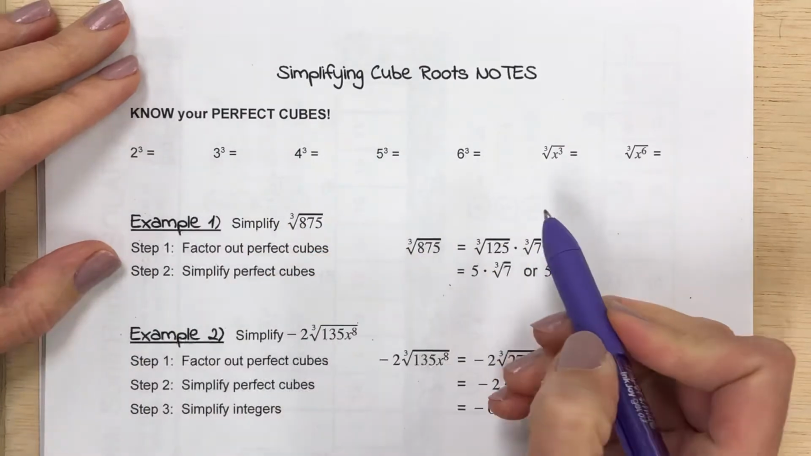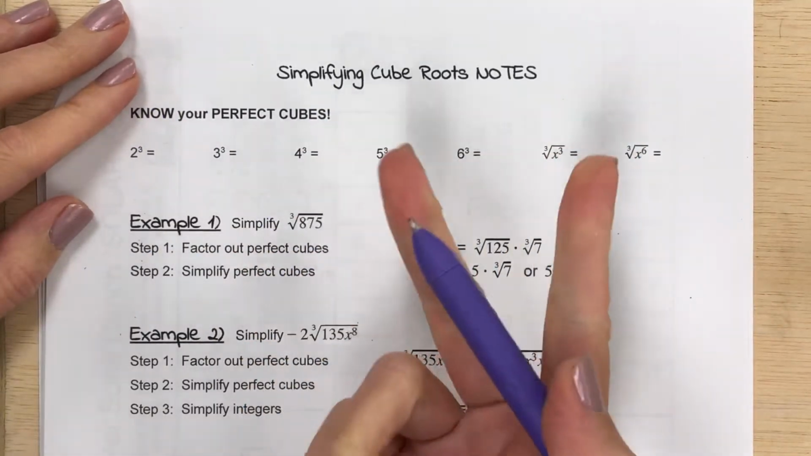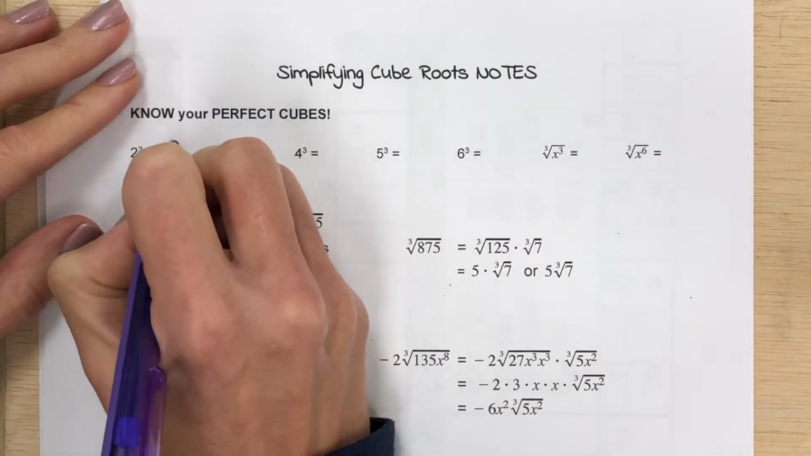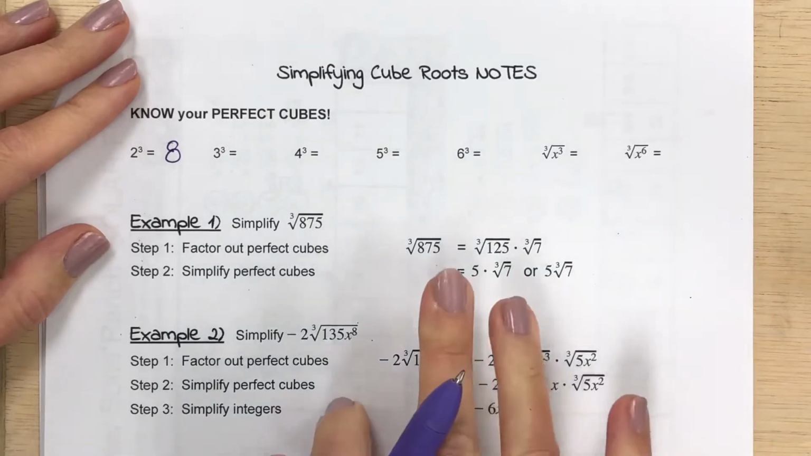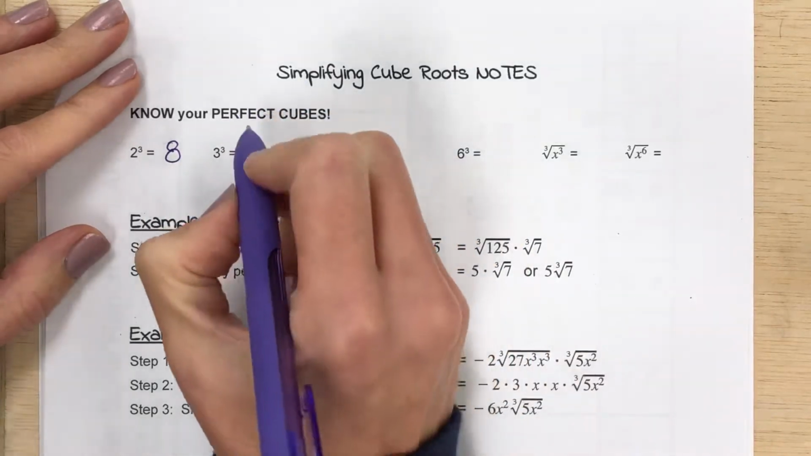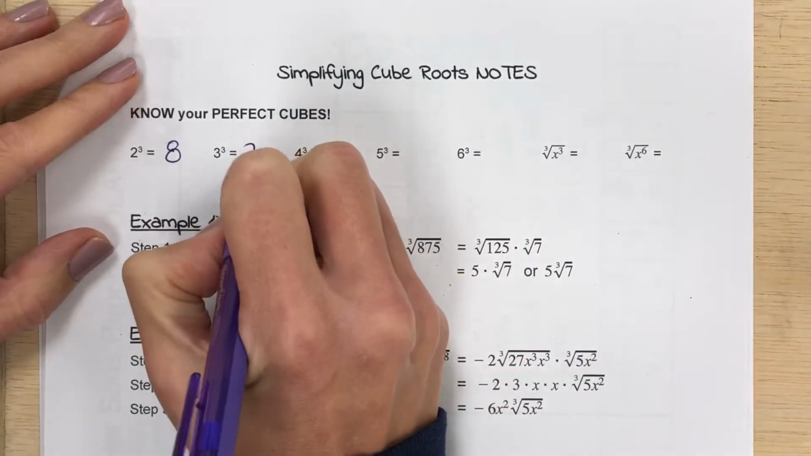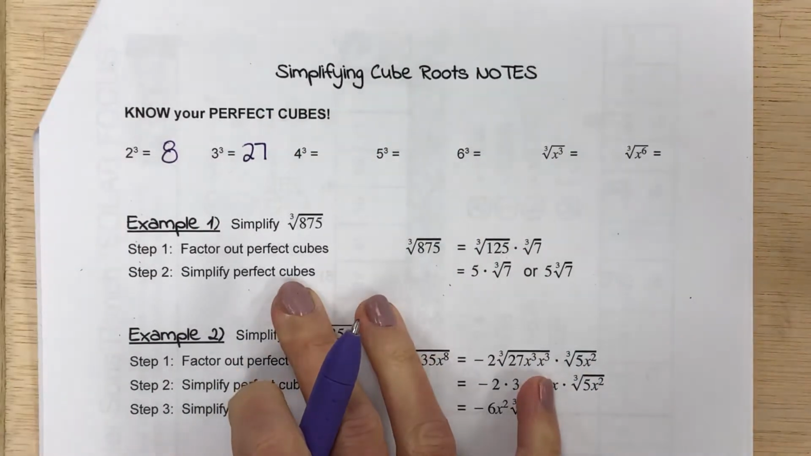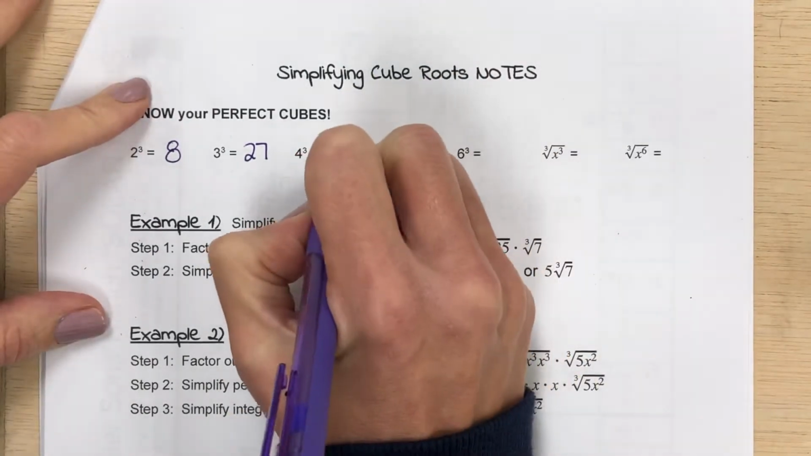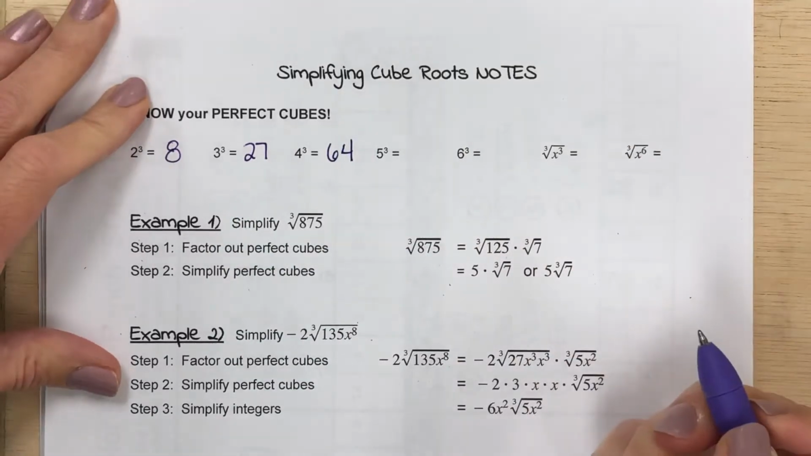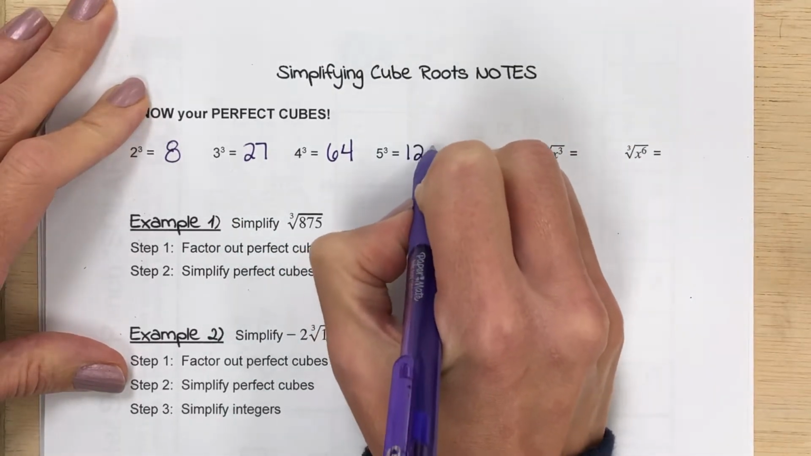These are the things that you're going to be looking for that you're going to try to factor or pull out. 2 to the third is 2 times 2 times 2, which is 8. 8 is a very common perfect cube. 3 to the third is 3 times 3 times 3, which is 9 times 3, 27. 4 to the third, 4 times 4 is 16, times 4 is 64. 5 to the third, 5 times 5 is 25, times 5 is 125.